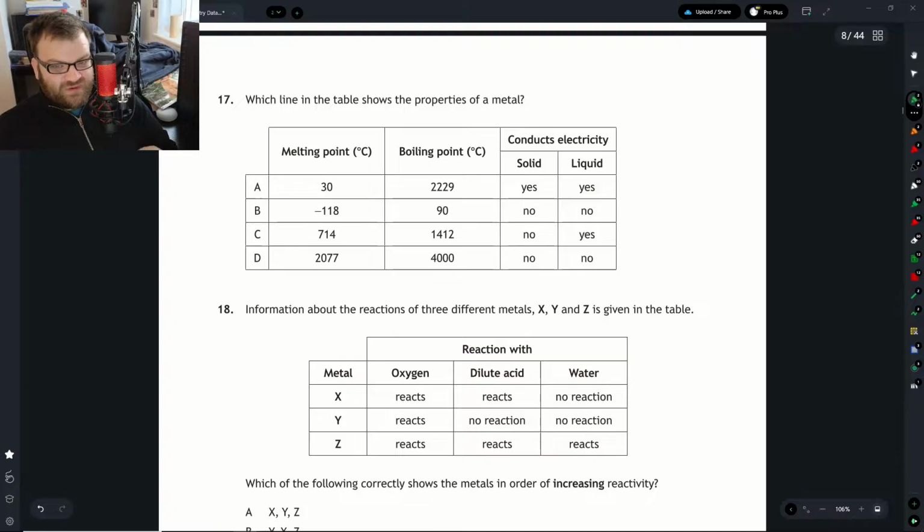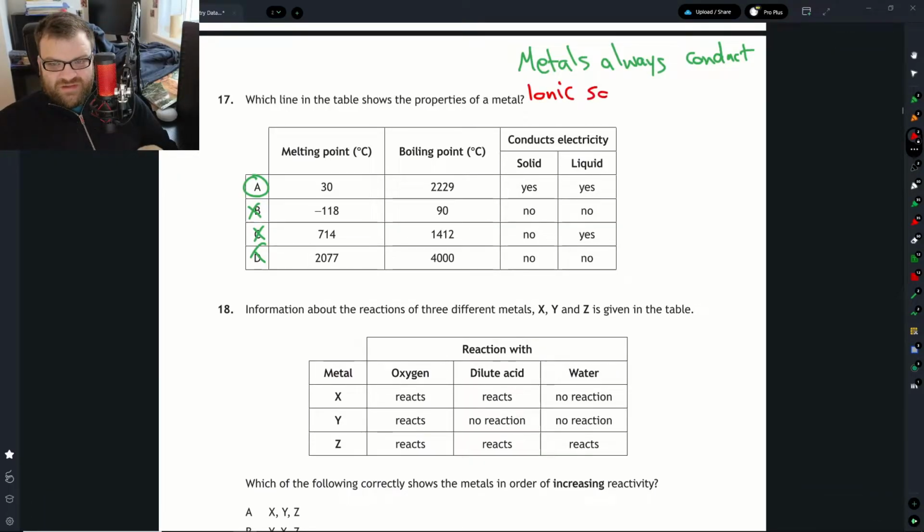On to 17, properties of a metal. The sentences to remember: metals always conduct. Now, instantaneously is the right answer. If you're asked about the other ones, ionic, sometimes.